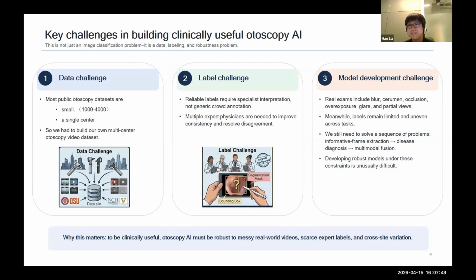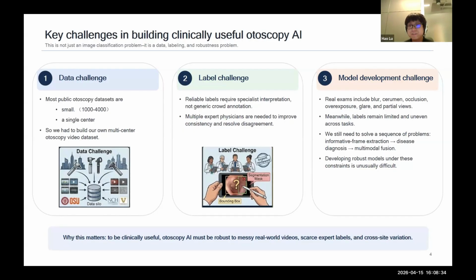The third challenge is, when I see the public datasets, I, at least myself, feel like all the eardrum exams can get a very clear, still, solid eardrum image. But when I really see the otoscope videos from the primary care and child care doctors, I find the videos are usually blurry, and sometimes there is cerumen, and the video condition is very bad.